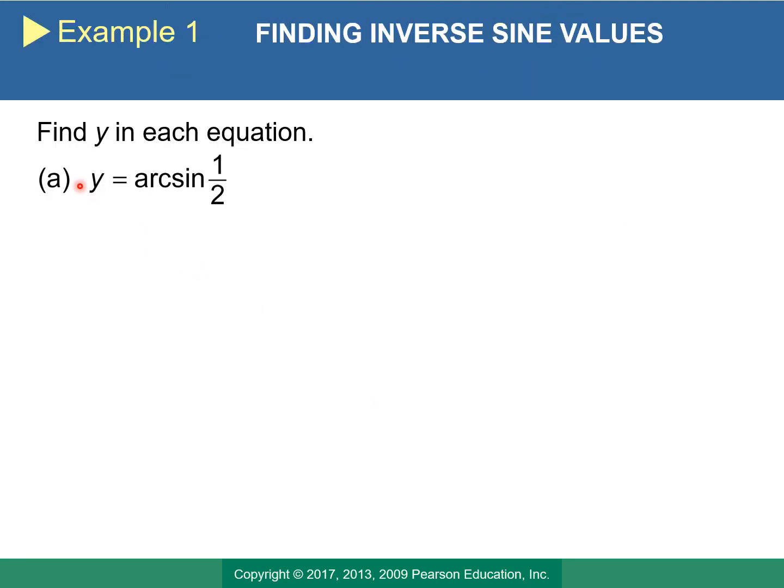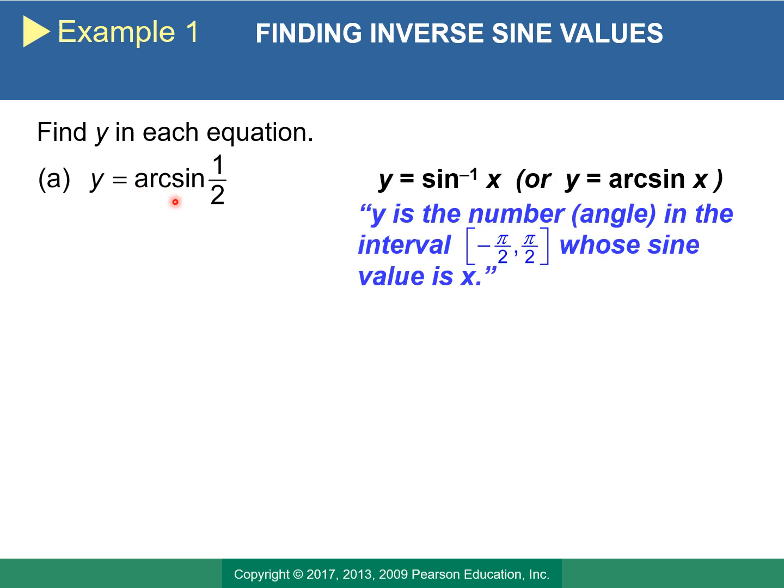So let's try this out. Find y in each equation. Part A, y equals arcsine 1/2. So this is sine inverse. So this is asking you about the following. Y is the number or angle in our given interval for sine inverse whose sine value is x. Okay, so it's saying sine of what angle or number equals 1/2.